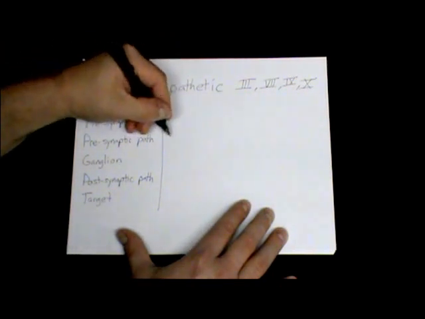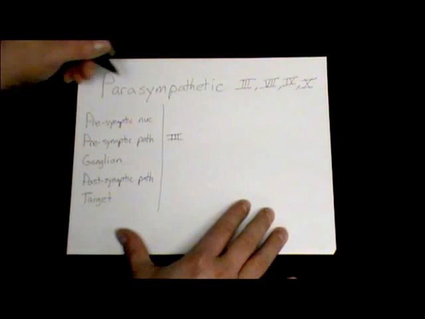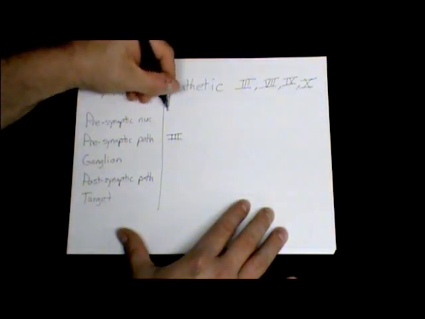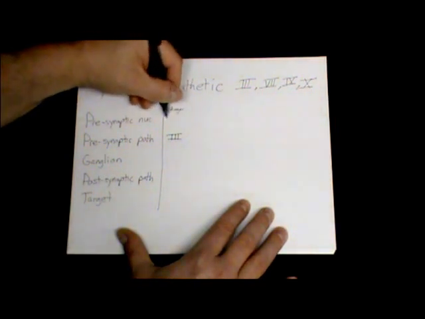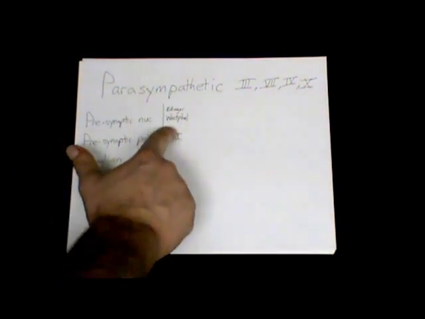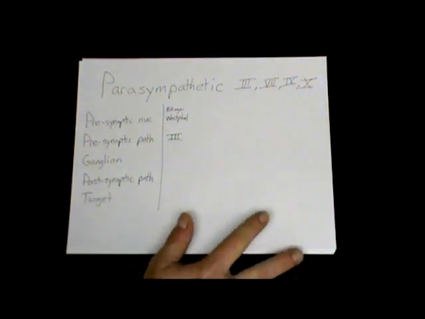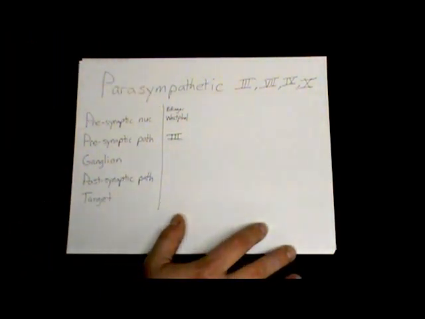So starting with 3, oculomotor, it receives its presynaptic nuclei from the midbrain's Edinger-Westphal nucleus. And I should say at this time, most gross anatomy courses don't require you to know the central nuclei. That gets covered a little bit later, so consult with your instructor to see if that's something you need to be concerned about. Most gross anatomy courses start with the cranial nerve and move from there. But we're including this just for the sake of completeness.